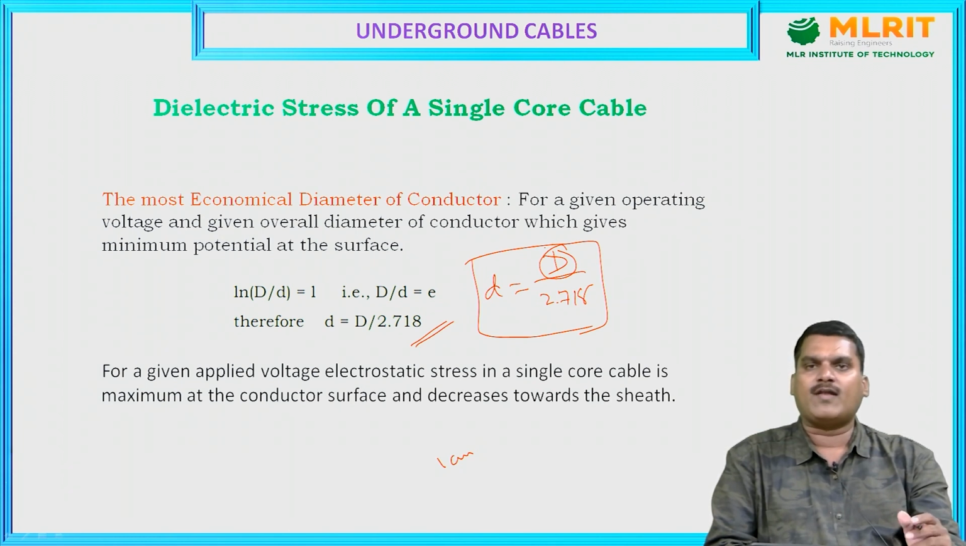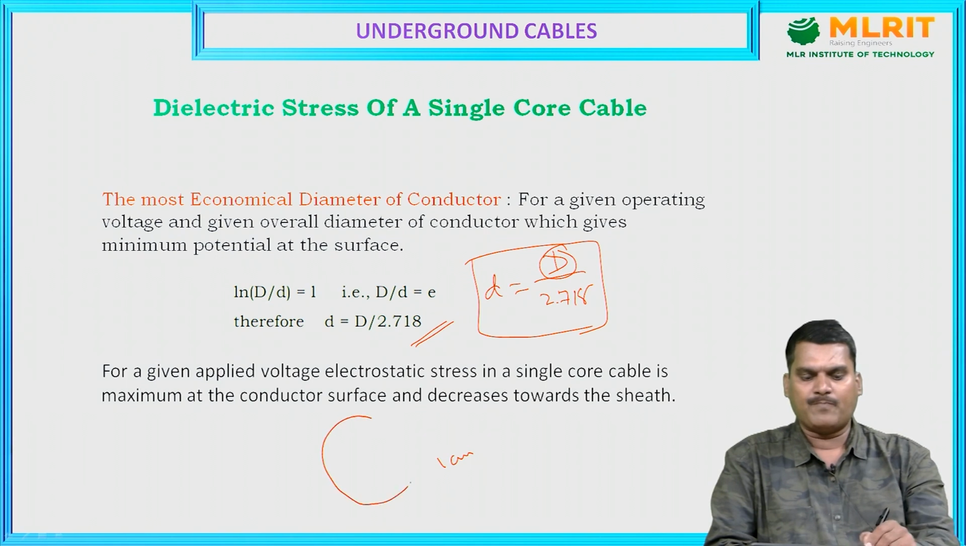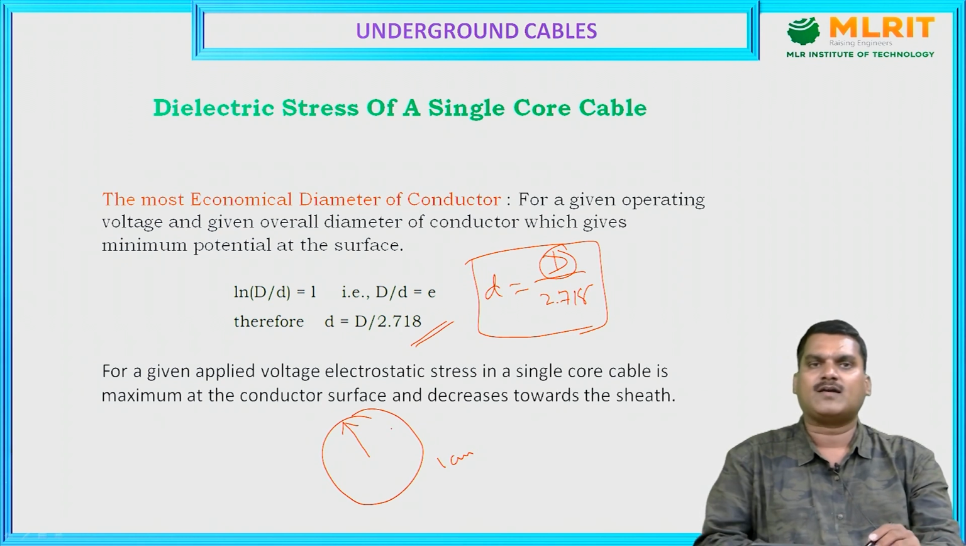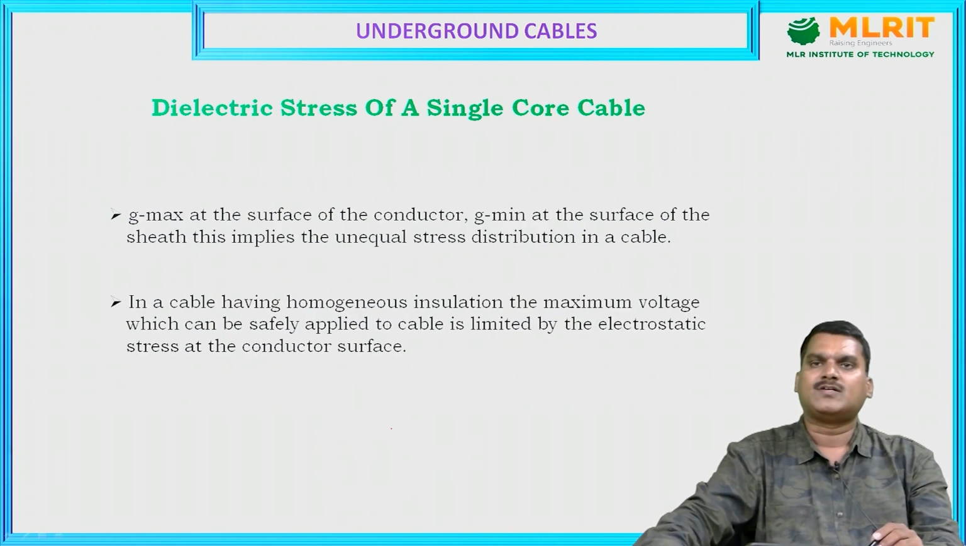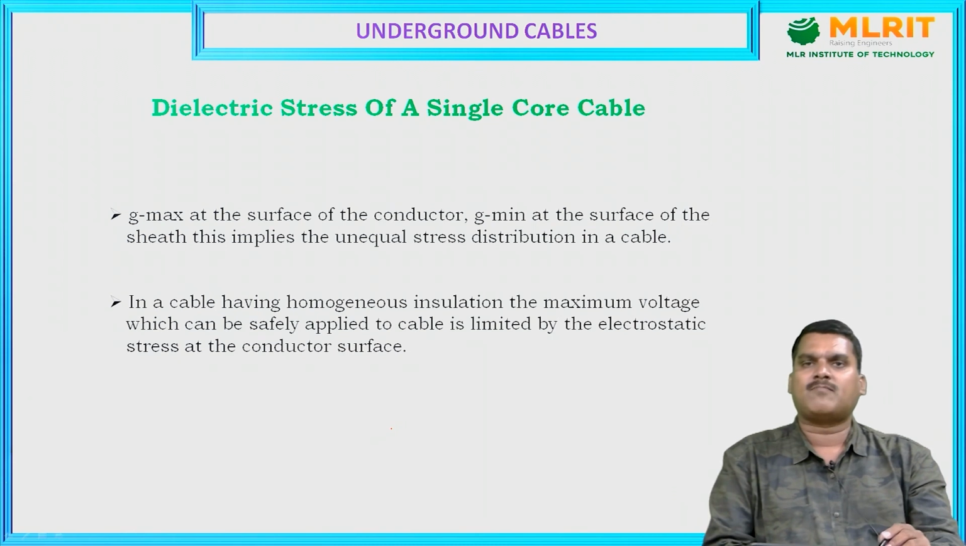For a given applied voltage, the electrostatic stress in a single core cable is maximum at the conductor surface and it decreases towards the sheath. As we discussed, the electrostatic stress slowly decreases as you go from the conductor area to the sheath area. So G maximum is at the surface of the conductor and G minimum at the surface of the sheath, which implies an unequal stress distribution in the cable.